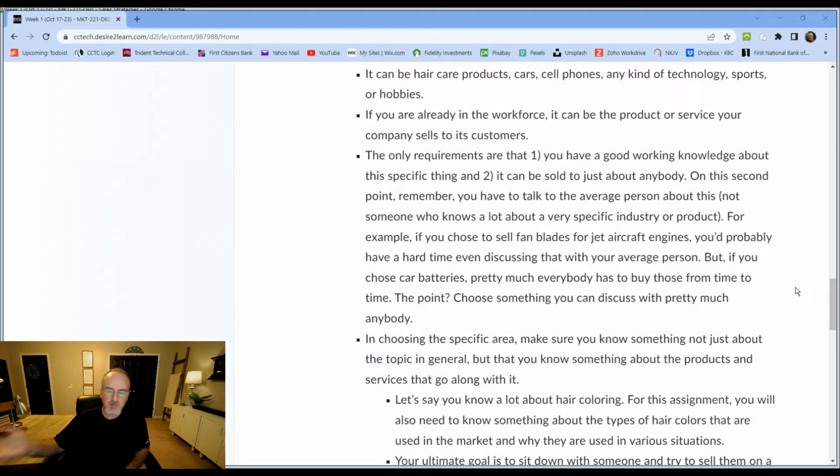So you might know something about some specialized thing, but that really won't work here because you need to talk about something that the average Joe is going to be able to relate to. So if you chose car batteries, say that you knew a lot about cars and car batteries, pretty much everybody has to buy these from time to time. Choose something you can discuss with pretty much anybody. So give some thought to that. It's really important that you choose the right thing, because if you don't, the whole process here is going to fall apart.